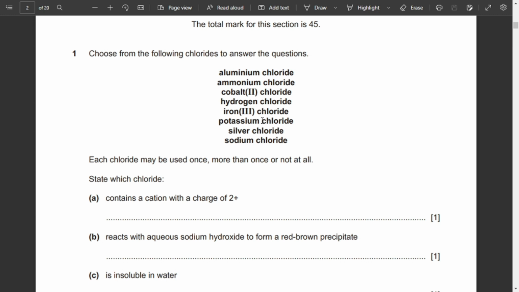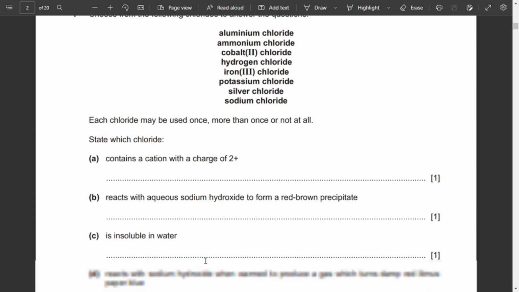Moving on to part B, it reacts with aqueous sodium hydroxide to form red brown precipitate. Now, what reacts with sodium hydroxide to produce red brown precipitate? It must be something that has iron 3 in it. It must have Fe3+. That means, since we're talking about chloride over here, we are going to find iron 3 chloride basically over here. So yeah, we have iron 3 chloride with us.